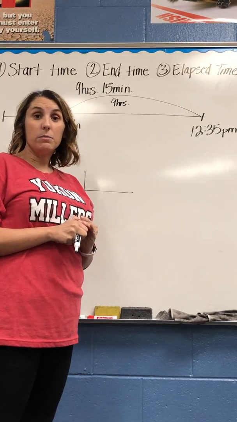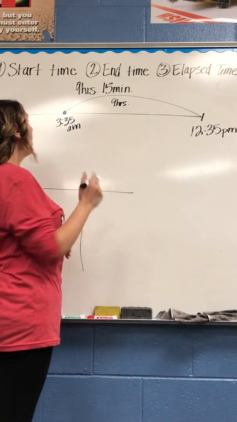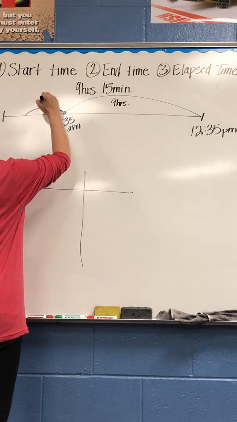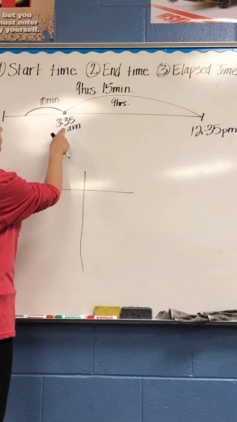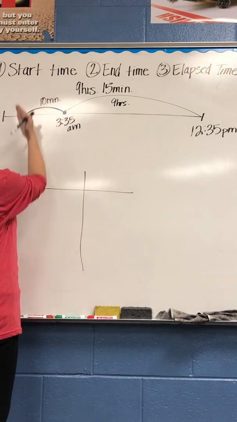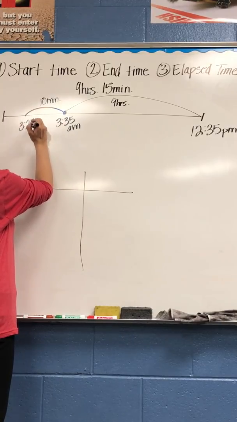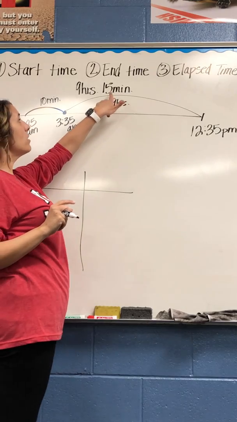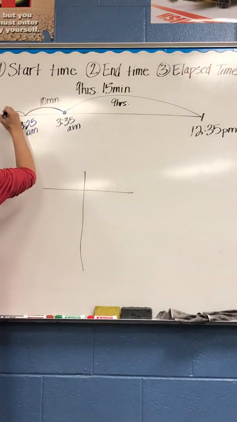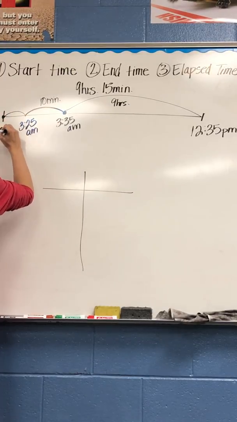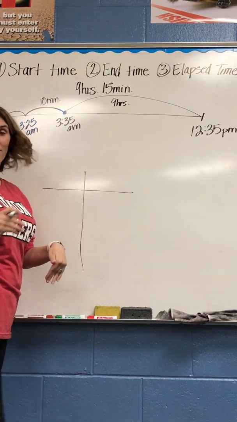Now, you can jump back 15 minutes in one go if you want, but I'm going to make it a little bit easier on my brain and jump back 10 minutes, especially since I'm going backwards in time. 3:35 going back 10 minutes would be 3:25 AM, and then I have 5 minutes left. Go back another 5 minutes, and that gets me to 3:20 AM. That would be my answer there.